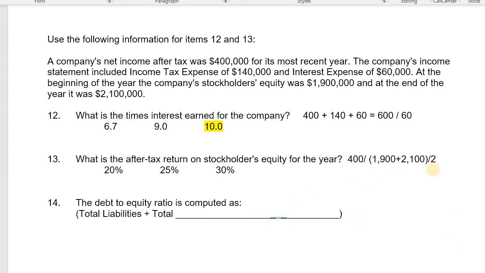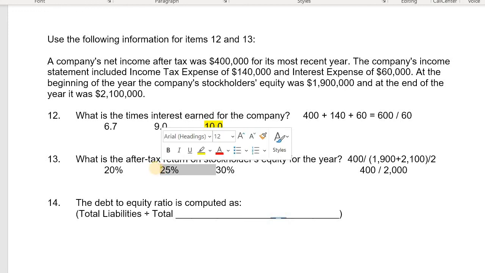So $1.9 million plus $2.1 million divided by 2 is $2 million. So $400,000 divided by $2 million is, I believe, a return of 25%. 25% is a pretty good return, I think, huh?